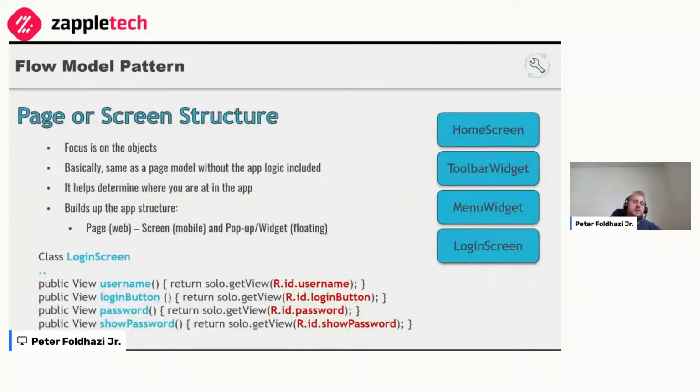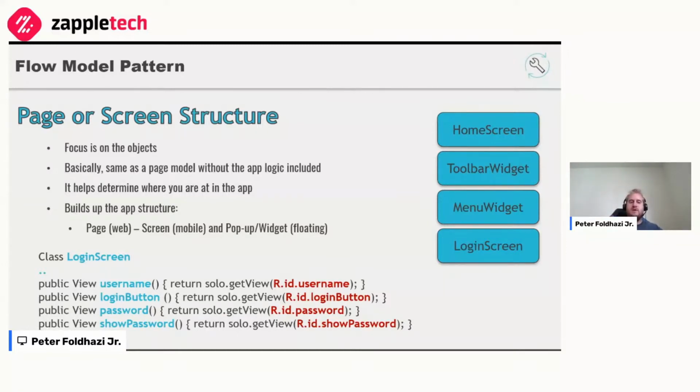So what do you do first? So your first iteration should be creating your page models. So you create your page models, and what you do, you create your elements here, all the like username, login button, password, show password, whatever else you want to store, whatever you are going to interact with in your test cases.